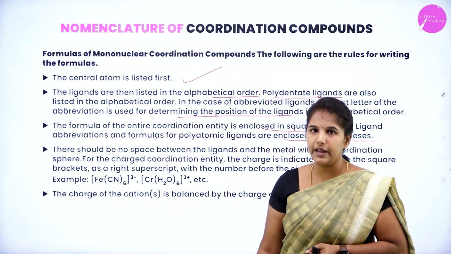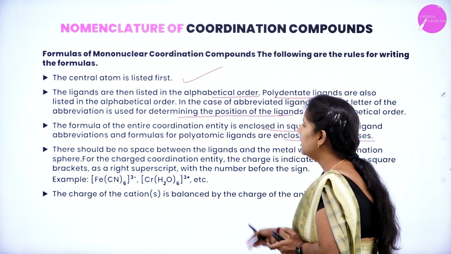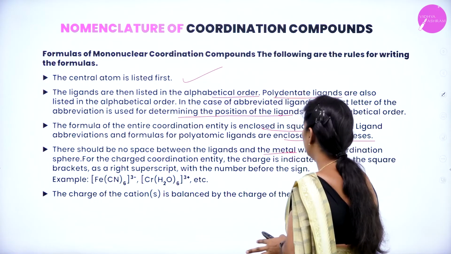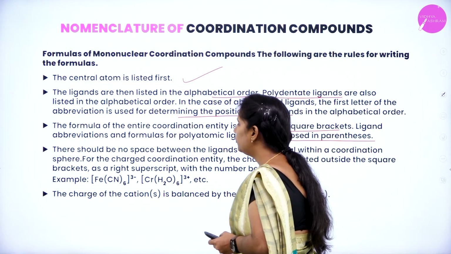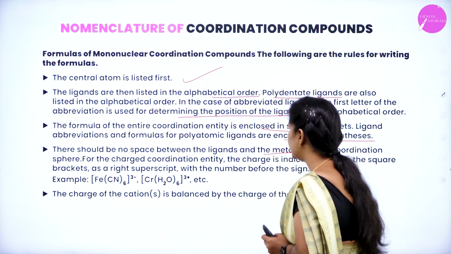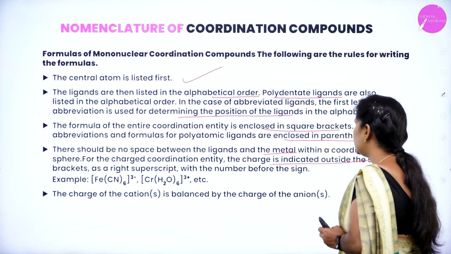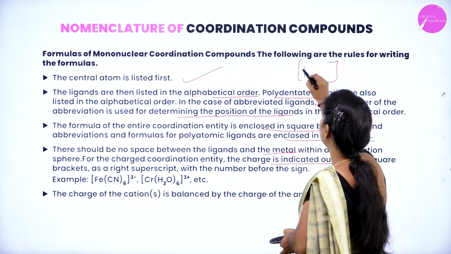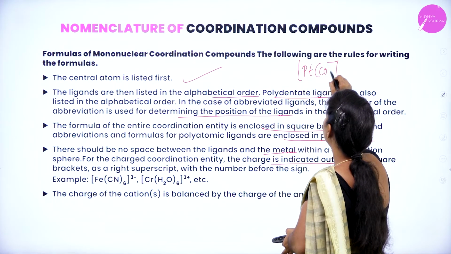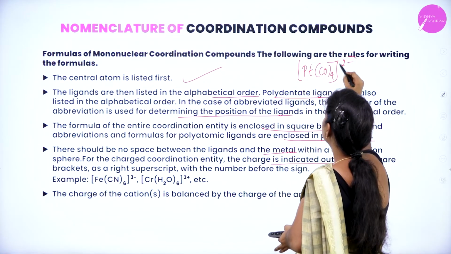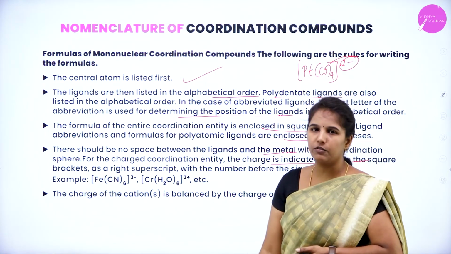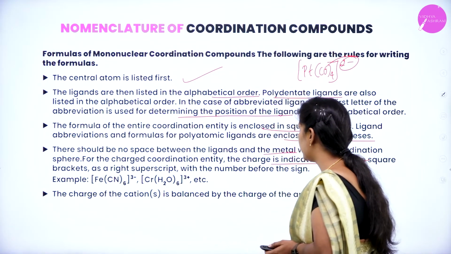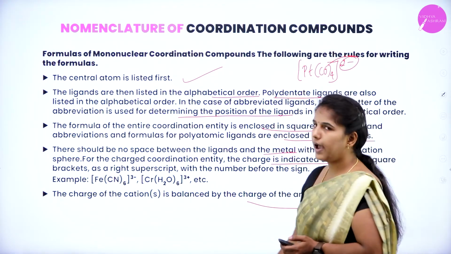Already I have explained that rule also. And there should be no space between the ligands and the metal within the coordination sphere. For a charged coordination entity, the charge will be indicated outside of the square bracket. So as we have indicated for platinum Cl4 2 minus, the charge should be indicated outside of the coordination sphere. And the charge of the cation is balanced by the charge on the anions.